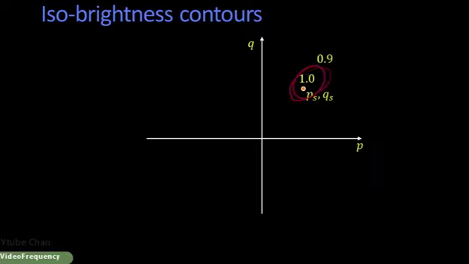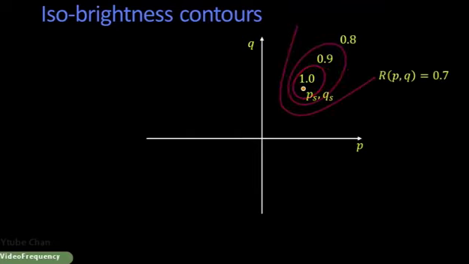Well, that would be some curve, draw it around here, right? This is some isobrightness contour, so every one of those PQs would give an intensity of 0.9. Going out a little further, 0.8, 0.7, gets even further out, 0.6, 0.5, right? Here's all the way down to 0.3.